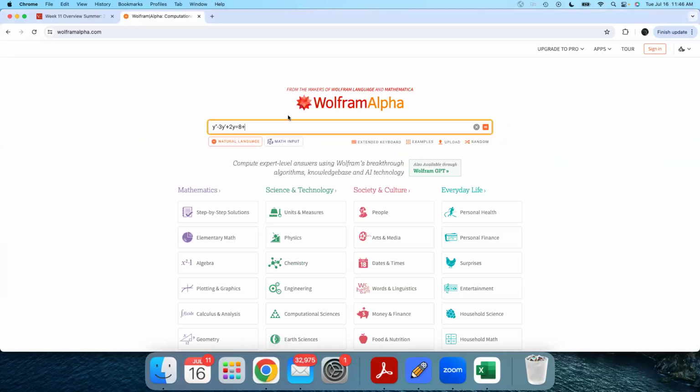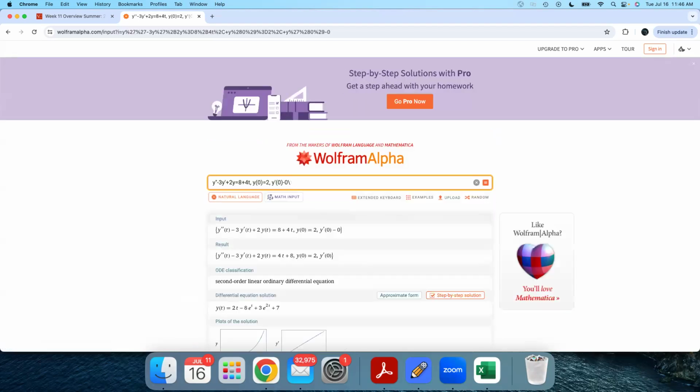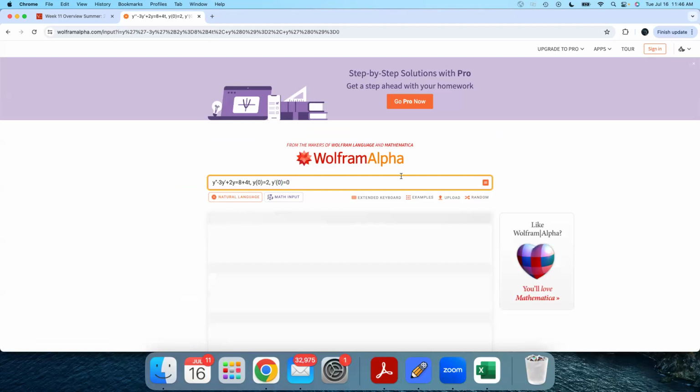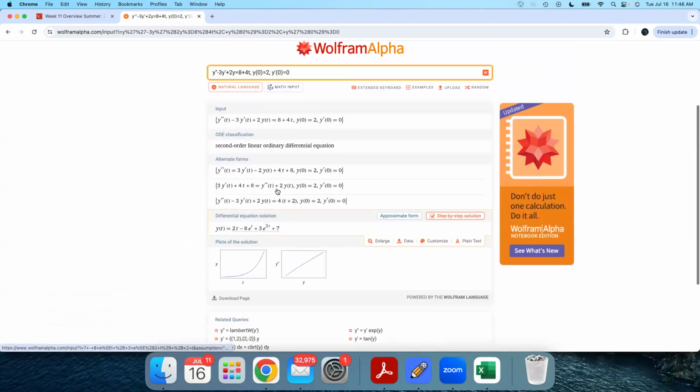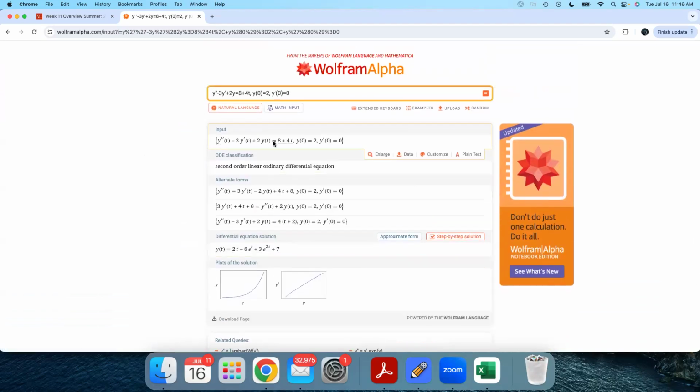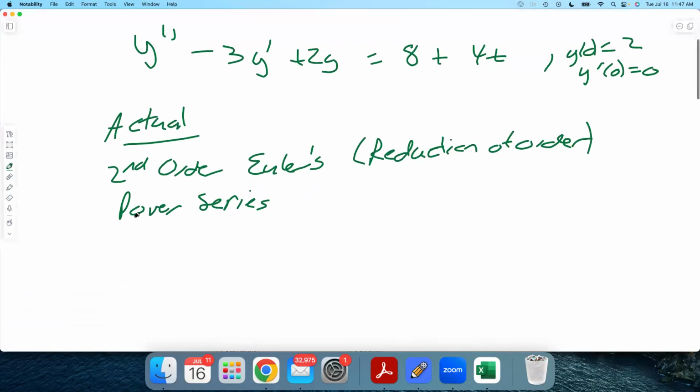It's 8 plus 4t. And what did I say? Y of 0 equals 2. Y prime of 0 equals 0. I typed that wrong. Okay, so we get an exact solution. Let me make sure I typed him right. 8 plus 4t. Okay, so we get 2t minus 8e to the t, the actual real solution.